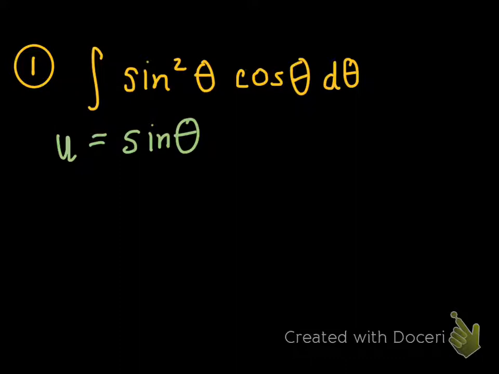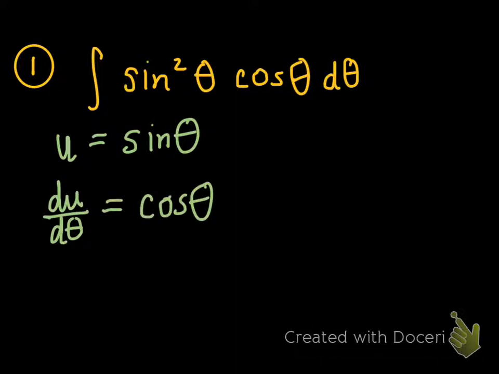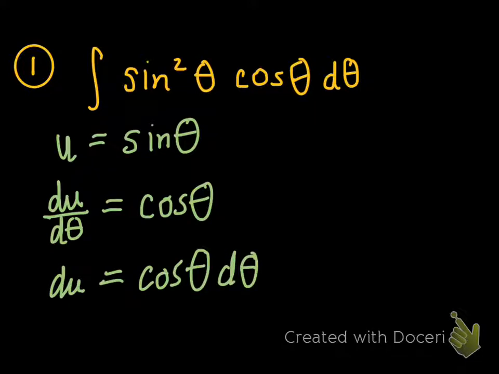The next step with the U-sub problem is to take the derivative of U. So the derivative of U with respect to theta looks like this. du d theta equals cosine theta. The next thing you want to do is multiply both sides by d theta, so you isolate the du and can write the du this way. du equals cosine theta d theta.